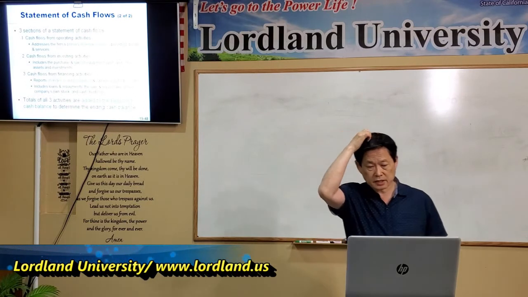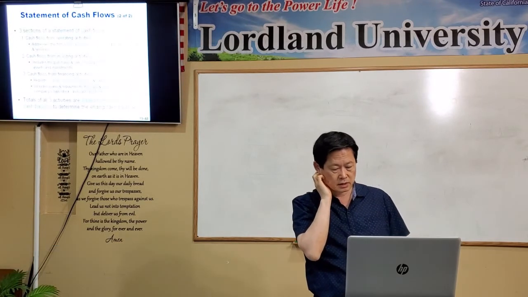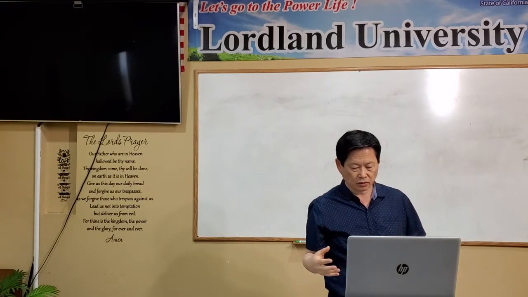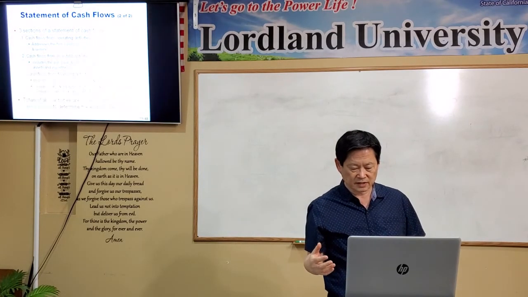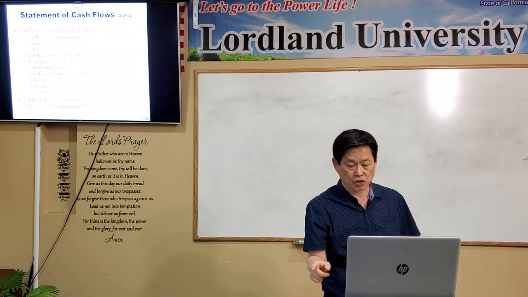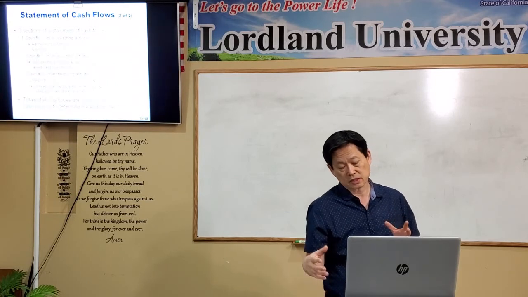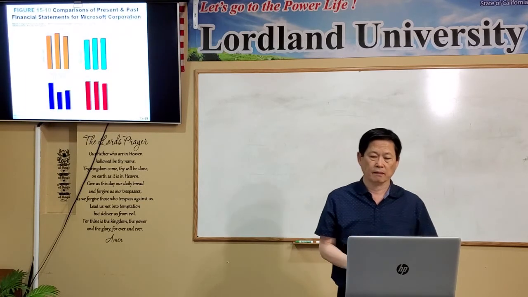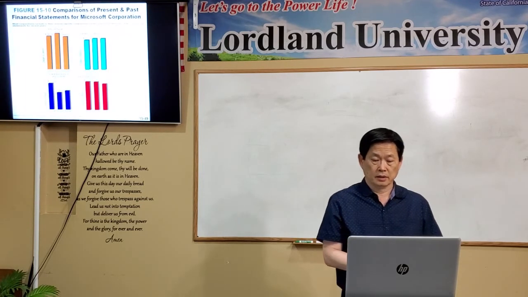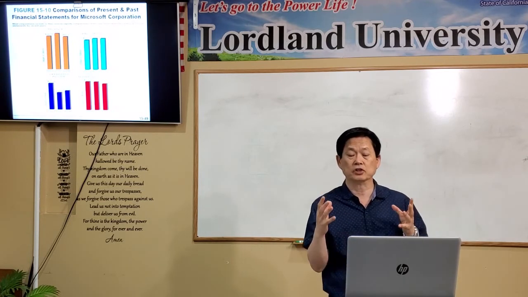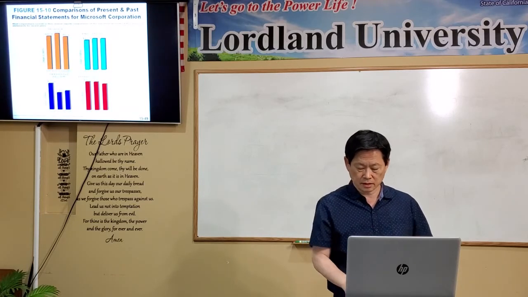Okay, three sections. Cash flow from operating activities, cash flow from investing activities, cash flow from financing activities. The totals of all three activities are added to the beginning cash balance. These three cash flow activities plus the beginning cash equal the ending cash balance. Okay. This figure shows the comparison of present and past financial statements for Microsoft Corporation. See this slide at home.